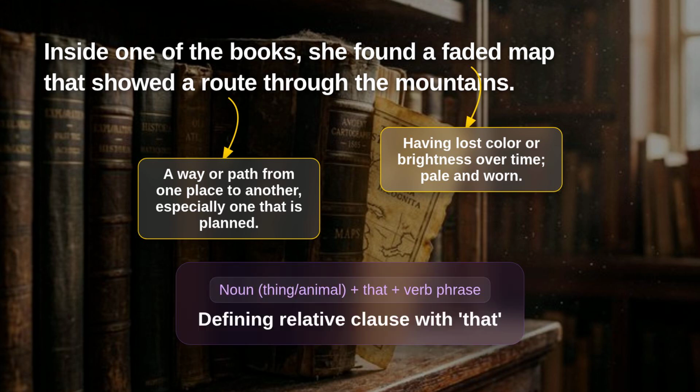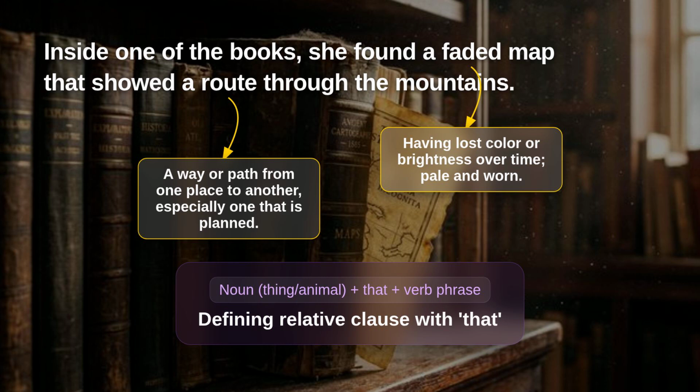Now, the grammar. Look at a faded map that showed a route. Here we have another defining relative clause, but this time with that instead of who. Why? Because we are talking about a thing, not a person. The map is a thing. That showed a route tells us which map, not just any map. The map that showed a route through the mountains. The clause defines the map.